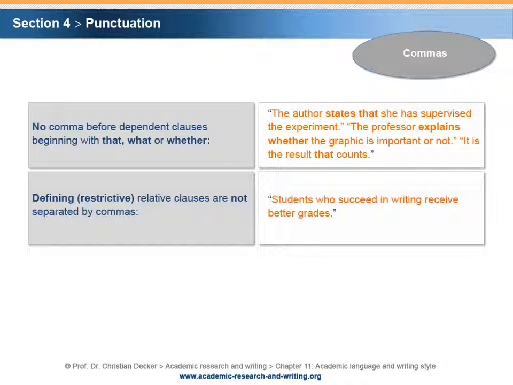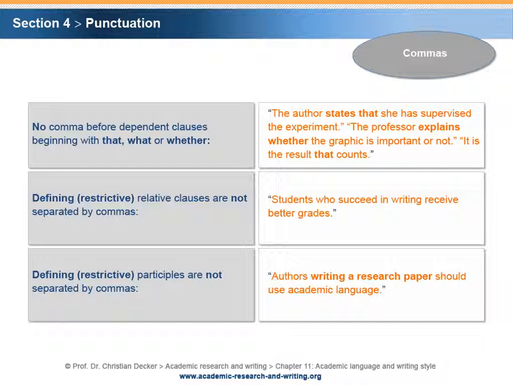A defining or restrictive clause is a clause that cannot be omitted without changing the meaning of the sentence. Example: students who succeed in writing receive better grades. If the defining relative clause, who succeed in writing, is omitted, the sentence, students receive better grades, has lost its meaning. The same rule applies to defining or restrictive participles.